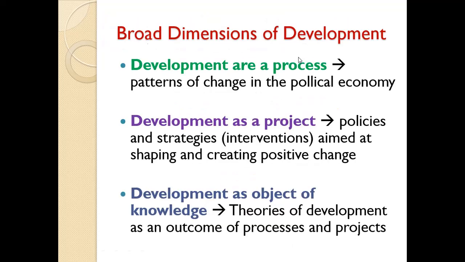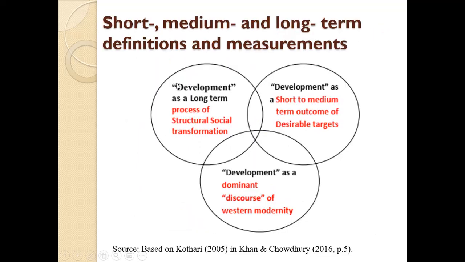This is what I just talked about here. Long-term process in terms of changes in those other narrow dimensions: political, social, economic, cultural, human, sustainable, and so on. Or development as a short to medium term outcome of desirable targets, what, for instance, is needed to be achieved. So, for instance, in 2000, the UN member states designed the Millennium Development Goals, and they were set to be achieved by 2015. That by 2015 each country should have reduced poverty levels by 75%. That was a target, short and mid-term.